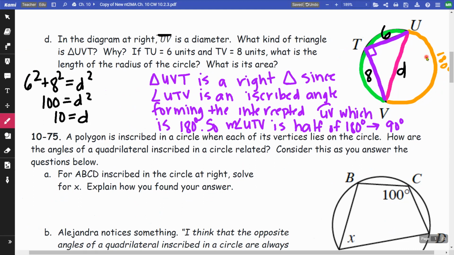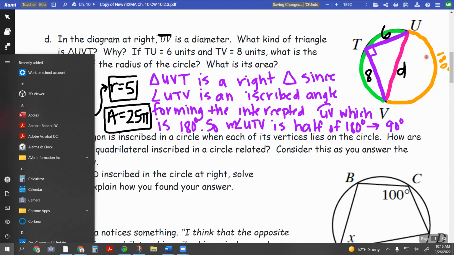Now, if your D is 10, that's not what they're asking us for. They're asking us for the radius. So the radius is going to be half of that, which is 5. Then they're asking us for the area. And the area is pi r squared. So this is going to be 25 pi.